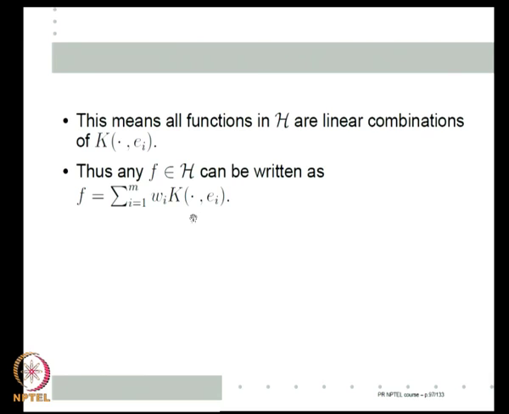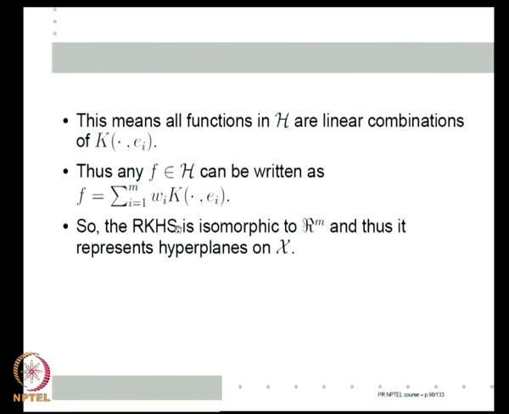So, any f can be represented now by m Wi's, which means it can be represented by a vector in Rm, which means every f can be uniquely defined by an m-component vector, which means my RKHS itself is isomorphic to Rm, right, and that means every element in H can be associated with a hyperplane on X. So, for my linear kernel, the reproducing kernel Hilbert space is nothing but the set of all hyperplanes on X. That is what a linear classifier gives me.